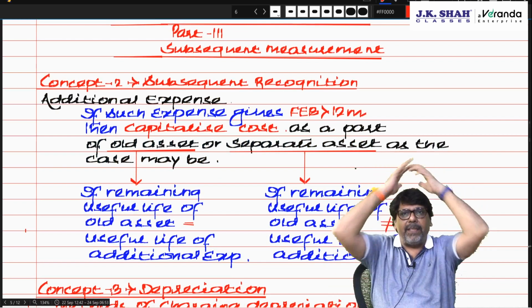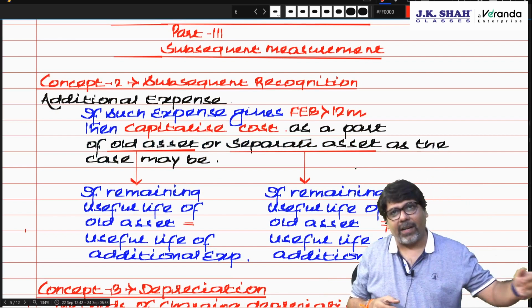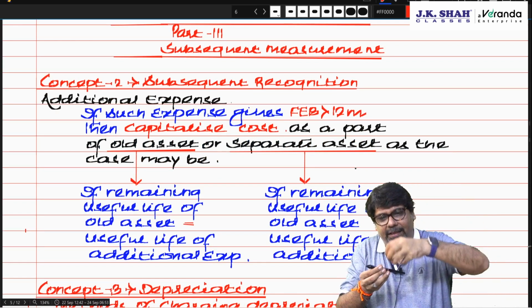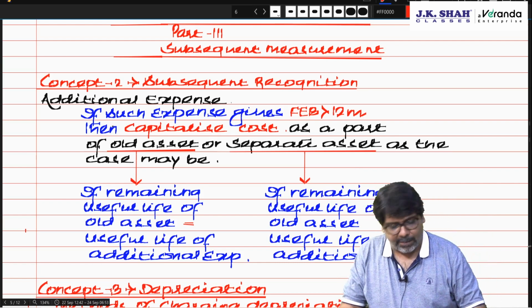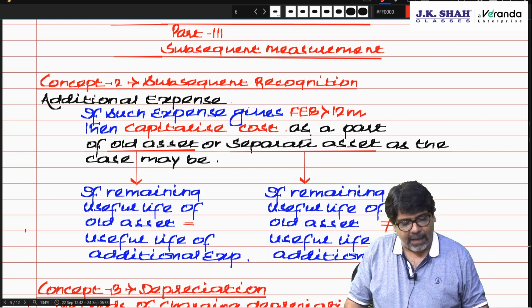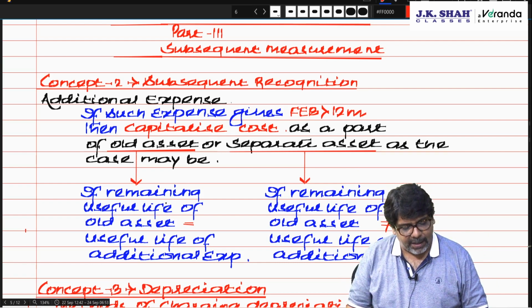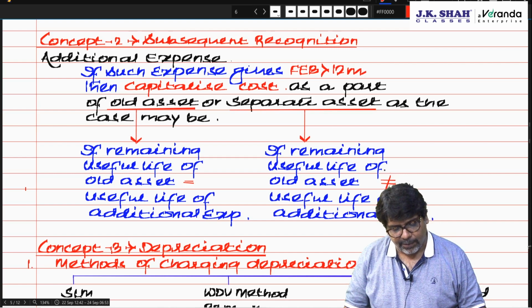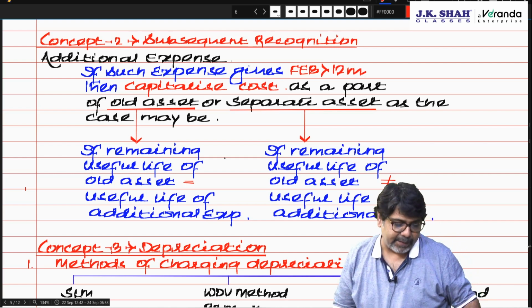Now, subsequent measurement. What is this subsequent measurement? Any expenditure incurred on the asset later on, after a few years, is additional expenditure. If the expenditure I am incurring on the asset gives us benefit for more than 12 months, then capitalize the cost as a part of the old asset or as a separate asset, as the case may be. Add it to the old asset if the remaining useful life of the asset is greater than the useful life of the additional expense. Separate if the remaining useful life of the old asset is not equal to the useful life of the additional asset.